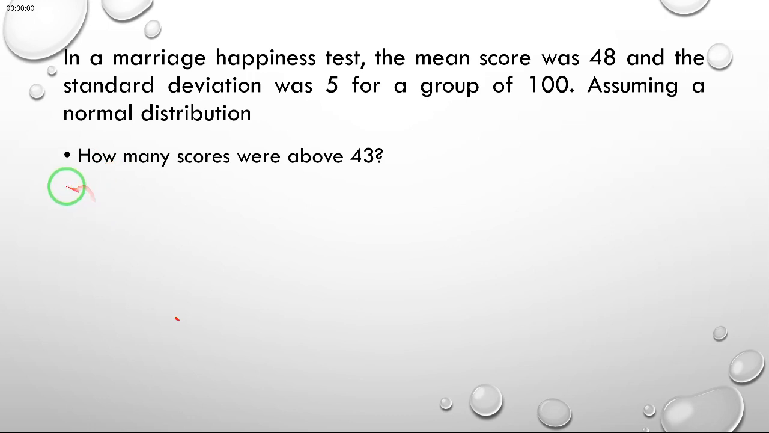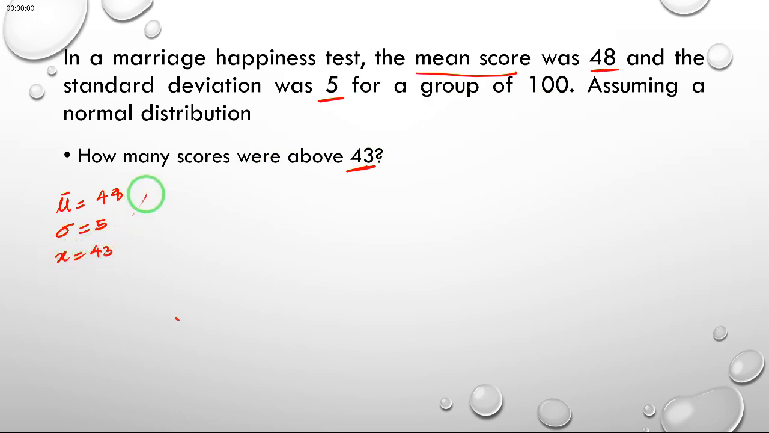Before we solve this, we just need to identify the three important variables. The first one is mu, which normally symbolizes the mean. So the mean score of 48 is symbolized with mu, and the standard deviation is symbolized with sigma. So sigma is 5, and we are given that the raw score x has a value of 43.